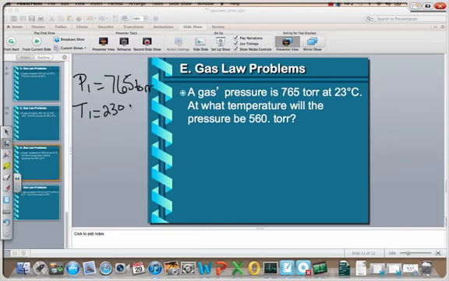That's 23 degrees Celsius. All right, we cannot have that. That has to be converted. 273 plus 23 gives me 296 Kelvin. All right, what temperature, so we are looking for a temperature here. We're looking for the second temperature. Will the pressure be 560 torr? All right, so here are the known variables, and we're looking for temperature. We're dealing with temperature and pressure here, so we're dealing with Gay-Lussac's law.